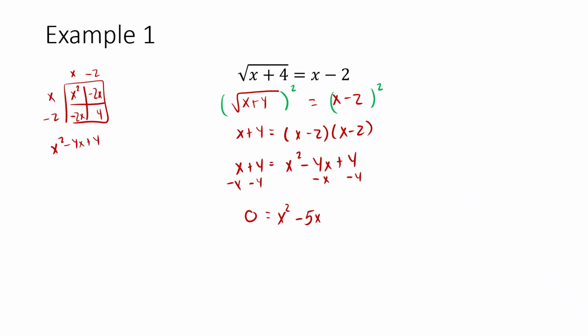This I can factor. I see I have a common factor of x, so I'm going to factor that out. And then if I have two factors multiplied to 0, that means either the first factor is 0 or the second factor is 0. And here we will add 5. And I get x is equal to 5.